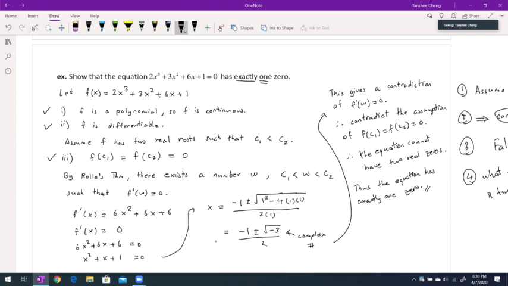Meaning in this case, the 2 zeros that we assumed, C sub 1 and C sub 2, such that the derivative of the function evaluated at W will be equal to 0. That is basically what Rolle's theorem guarantees. Now, to make it more precise, that would be at least a number W, because it could be more than 1.